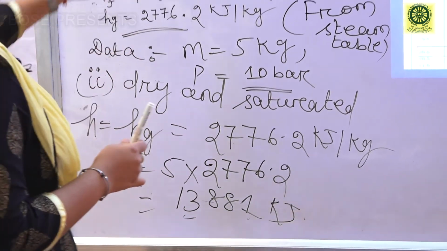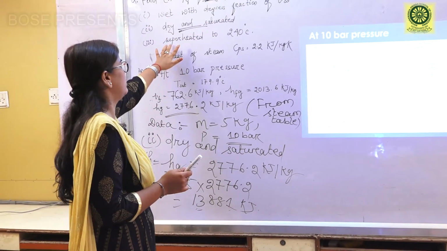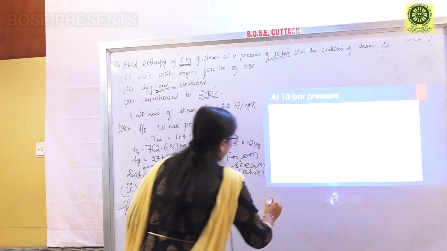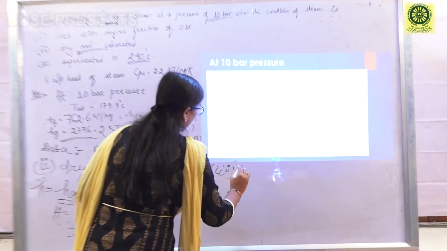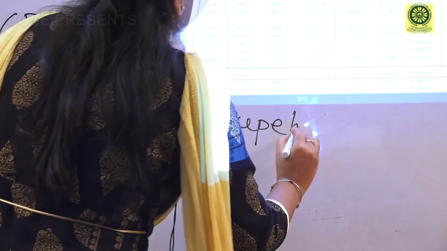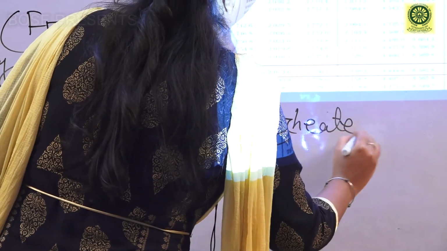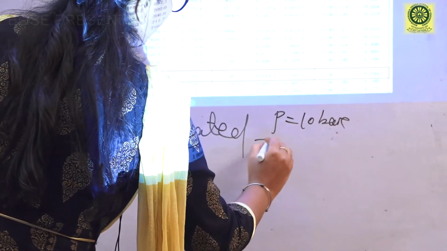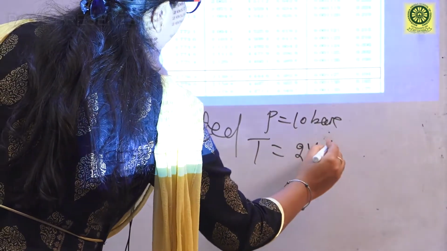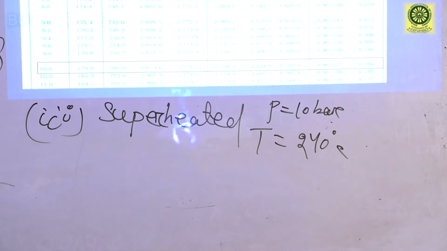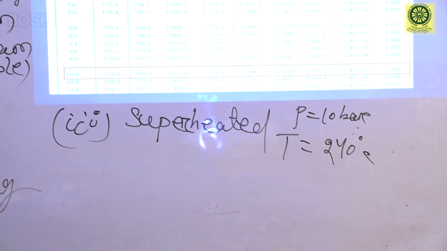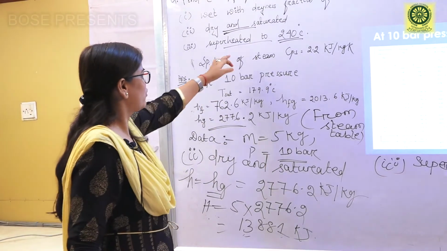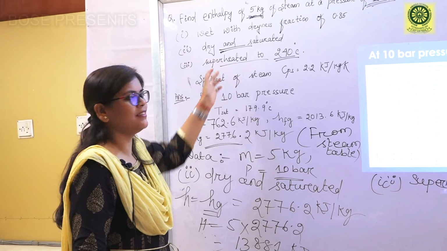Then next I am going to find out for the superheated condition, where temperature is 240 degrees centigrade and pressure is 10 bar. So next one is superheated, where pressure is 10 bar, it is already given, I have already written it down, and temperature is 240 degrees. Steam is in superheated condition. In this question it is already mentioned that it is in superheated condition.